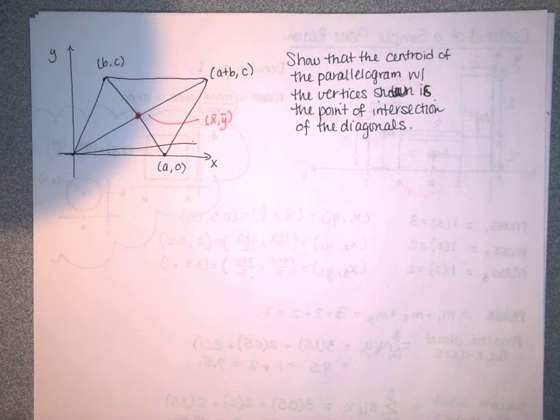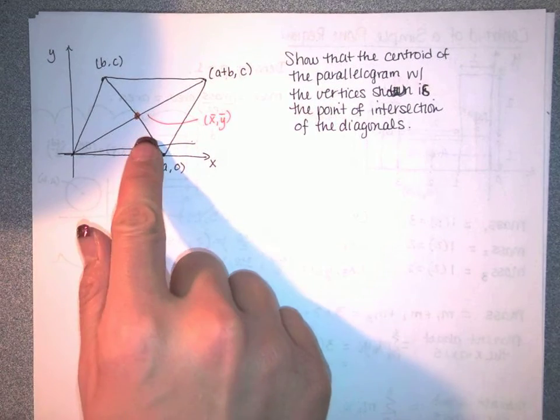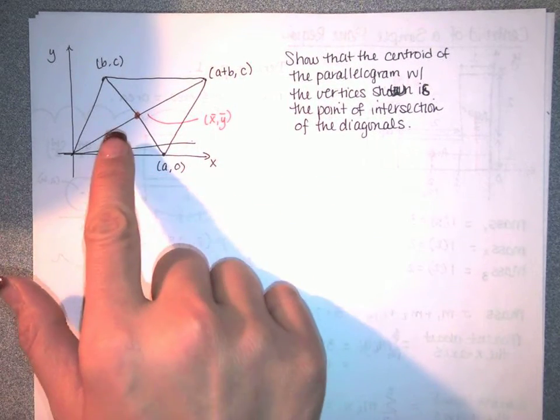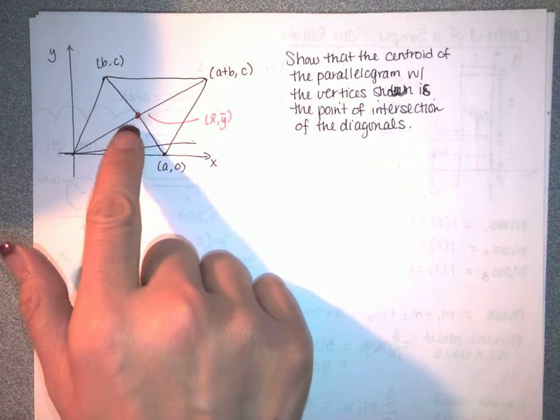In this video, I'm going to solve a problem that's very similar to one that you do in the homework. In your homework assignment, you are asked to show that the centroid of a triangle with certain vertices is the point of intersection of the medians of that triangle. My problem is similar. I'm going to show that the centroid of a parallelogram with the vertices shown is the point of intersection of the diagonals. So this is what I'm trying to prove. I haven't proved it yet, but I'm taking this diagonal and this diagonal, and I want to show that it's going to be that point right there.